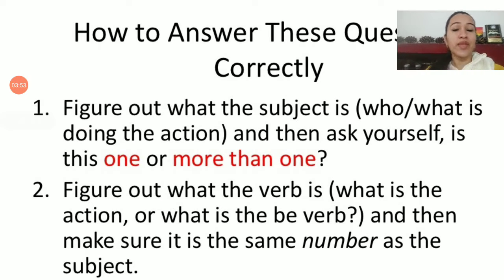Okay? Now, how to answer these questions correctly? Figure out what the subject is. So the first thing that you need to do is find out the subject. Then you find out if the subject is 1 or more. Okay? After that, you find out what the verb is. And then you make sure it is the same number as the subject. That means singular subject, singular verb, plural subject, plural verb. It's as simple as that.